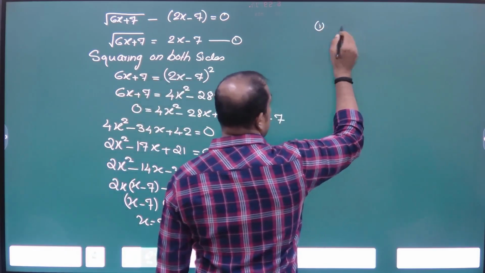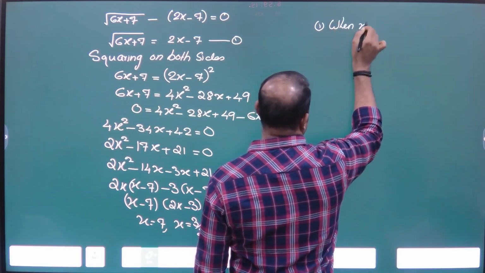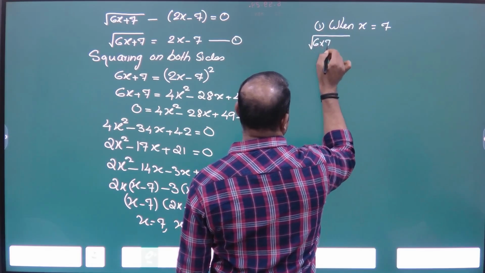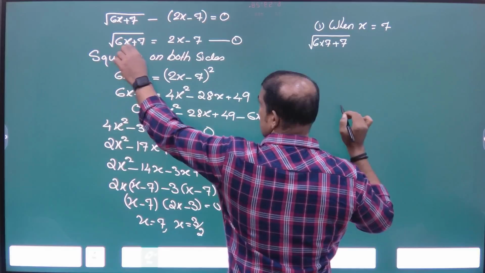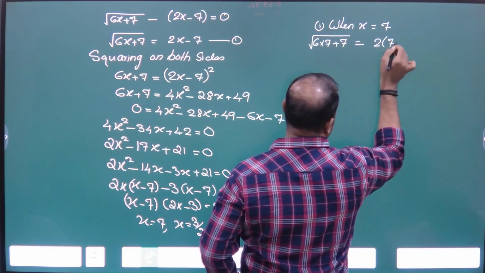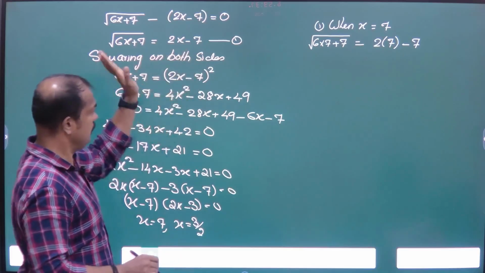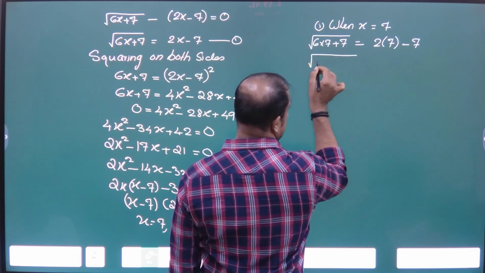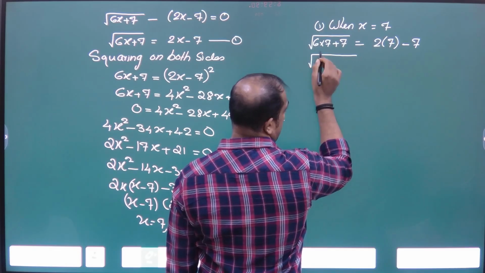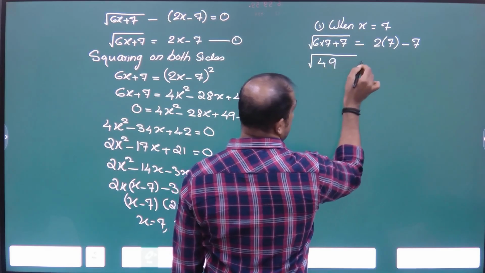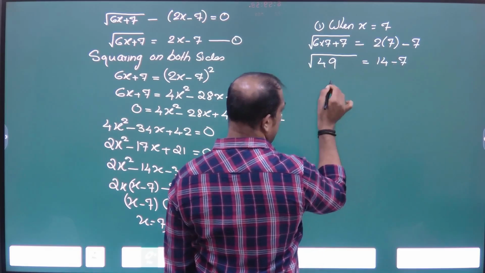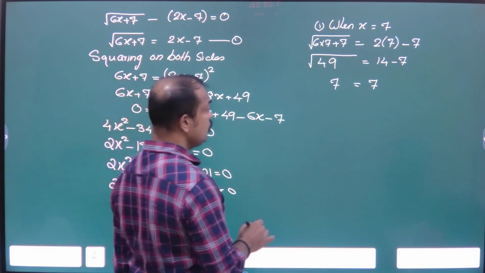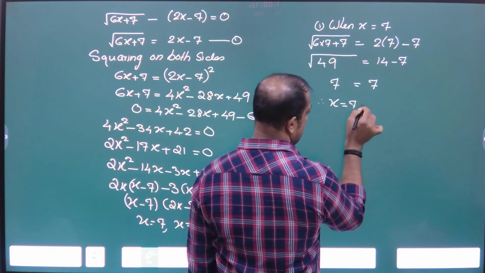First, when x is equal to 7, so under root 6 into 7 plus 7 is equal to 2 into 7 minus 7. ये x की वैल्यू 7 इक्वेशन 1 में पुट कर दिया। Under root 7 6s are 42, 42 plus 7, 49 is equal to 14 minus 7. Square root of 49 is 7 equal to 7, दोनों साइड इक्वल आ रहा है, so it is true. Therefore x equal to 7 is a solution.